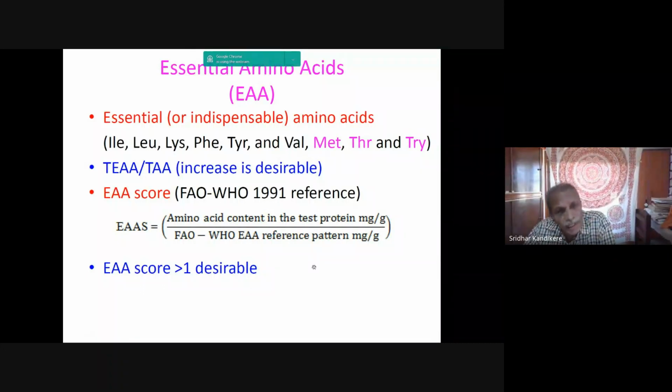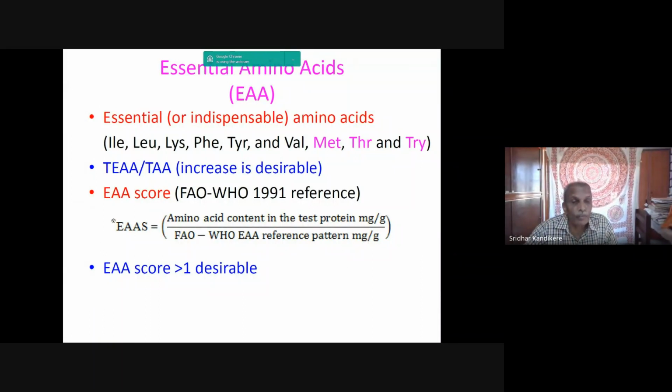And there are other varieties of parameters earmarked by the FAO, WHO, especially with regard to essential amino acid score. Essential amino acid score is one of the parameters to evaluate or assess a mushroom or a food material, whether it fulfills essential amino acids or not, or indispensable amino acids or not. So for that, we can use the ratio, that is amino acid content in the test protein, for example our mushroom, in milligram per gram, and the FAO, WHO essential amino acid reference pattern in milligram per gram.